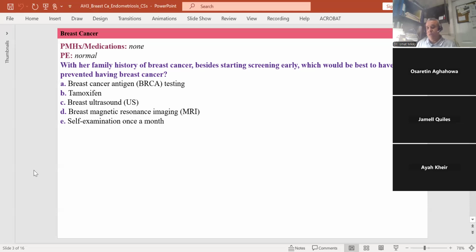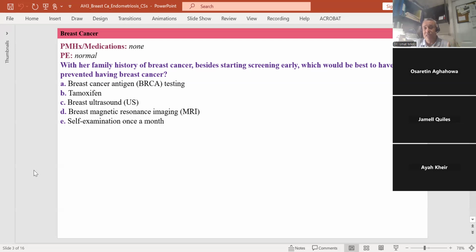The second question is about the family history of breast cancer. Besides starting screening early, which would be the best preventive measure to be implemented in the plan of care for this patient? The answer for this question is the medication tamoxifen, and I would have this drug included on my review.